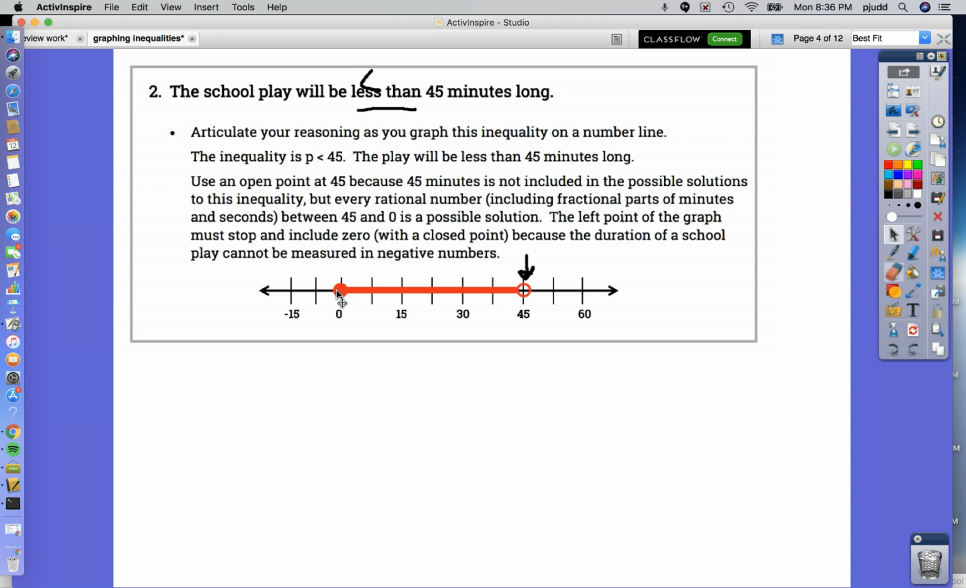Is it possible to have negative minutes? No, it's not. So it has to stop at 0 because anything less than that would not make sense. You can't have negative time. So let's go on to structured guided practice.